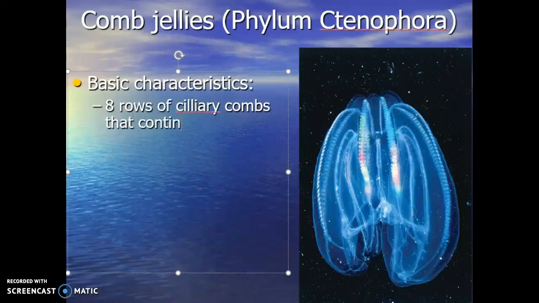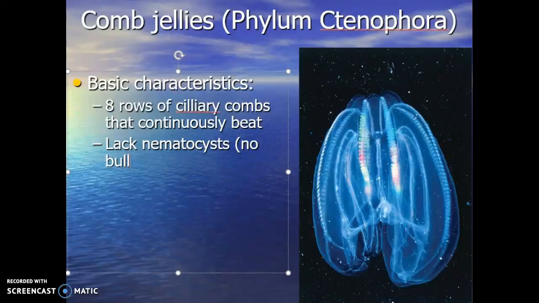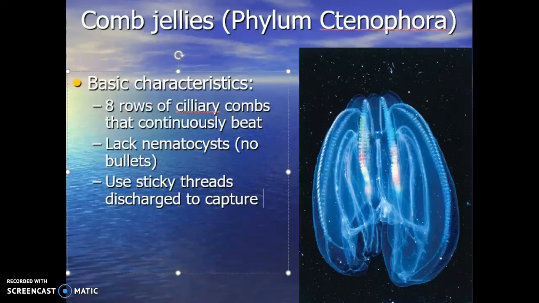that continuously beat. So there's this little pulsing constantly going on with these ciliary combs within the Ctenophora. They lack the nematocysts, so no stinging cells. No bullets for these guys. They will use instead sticky threads to capture their prey. Alright, so they are carnivores.